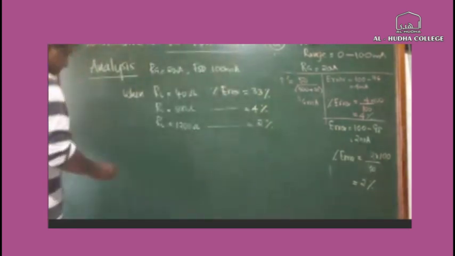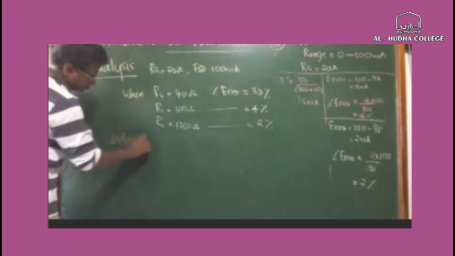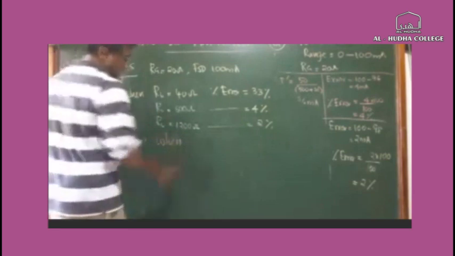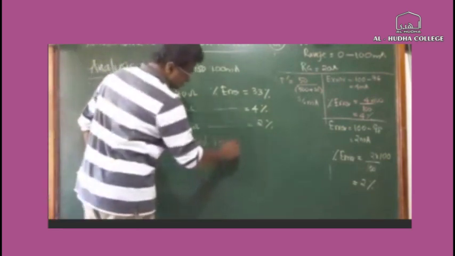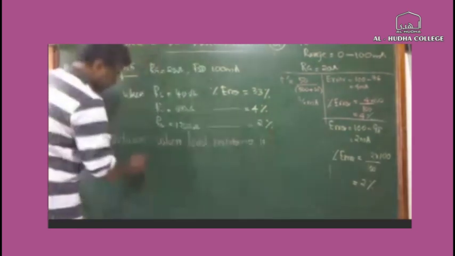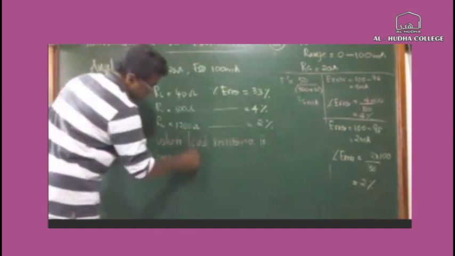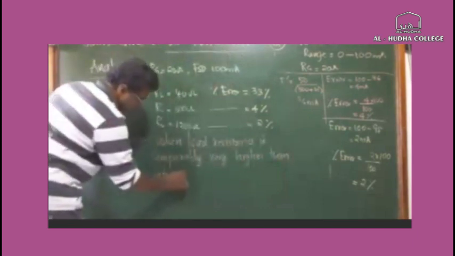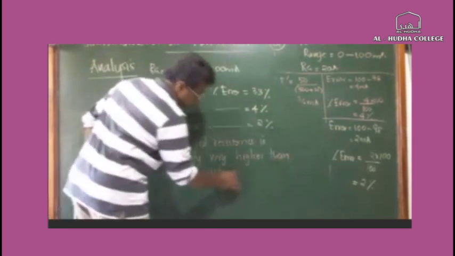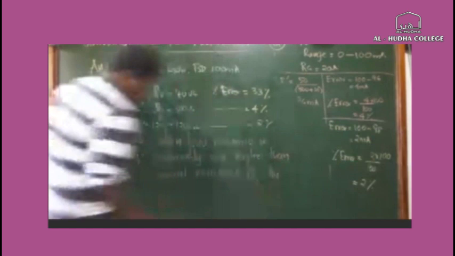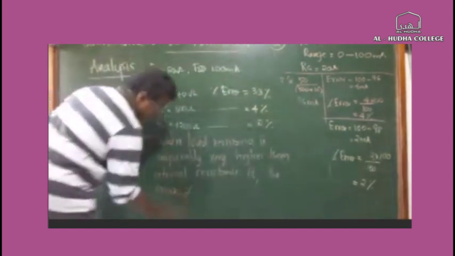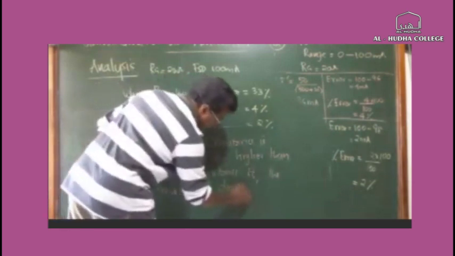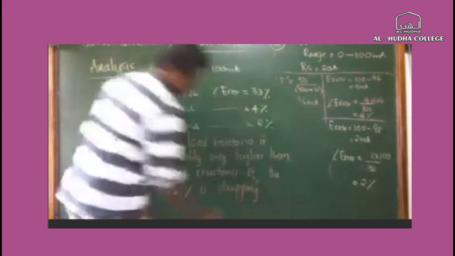So the conclusion that we get is, when the load resistance is very much higher than the internal resistance RG, the error percentage is dropping. So that is the conclusion we arrive at.